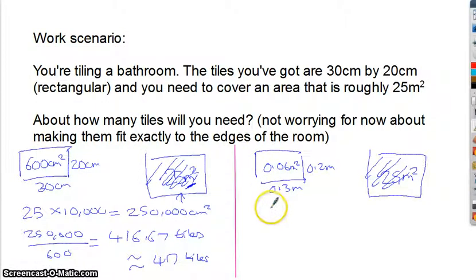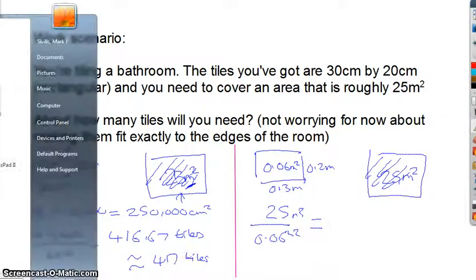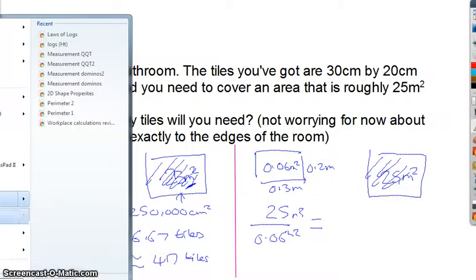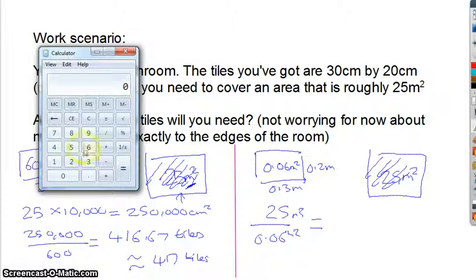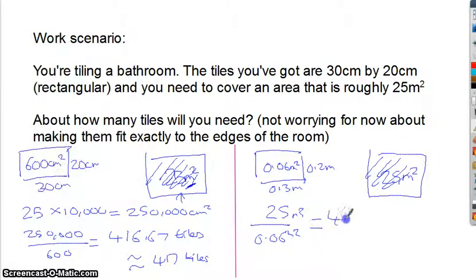And then the question is, well, how many of those fit into 25 metres squared? And the answer, I'll just bring up the calculator again. You shouldn't be surprised that it's going to come out as 416. There we go, 416.67 again, or approximately 417 tiles. There we go.